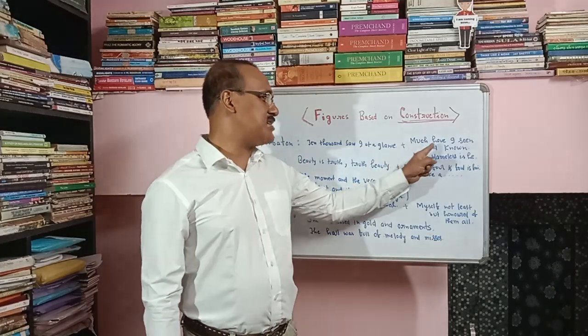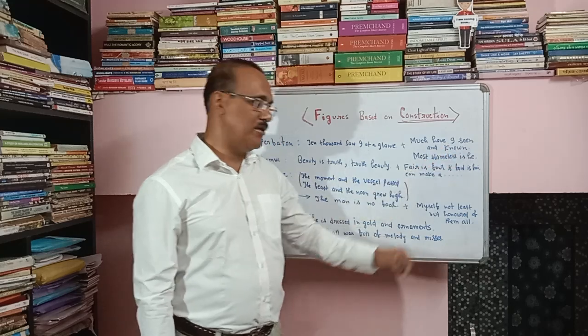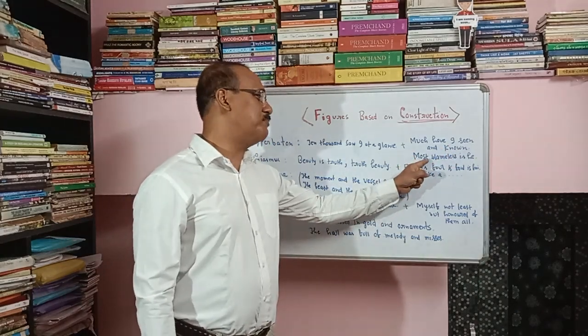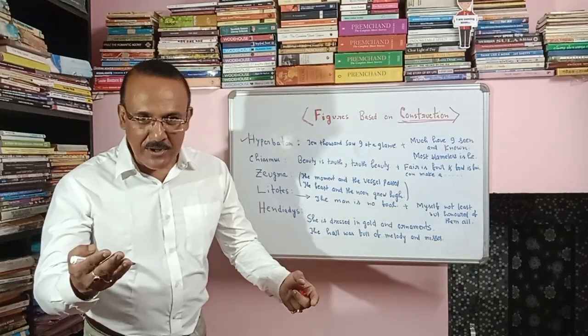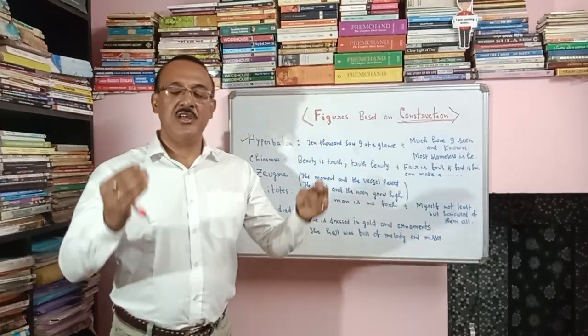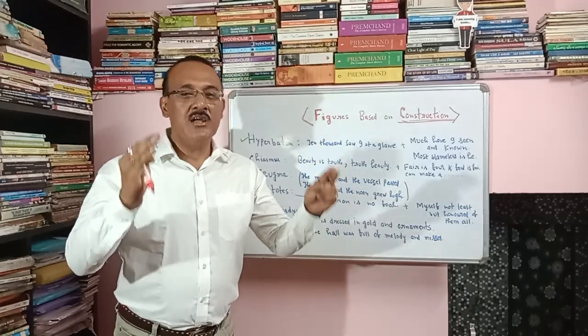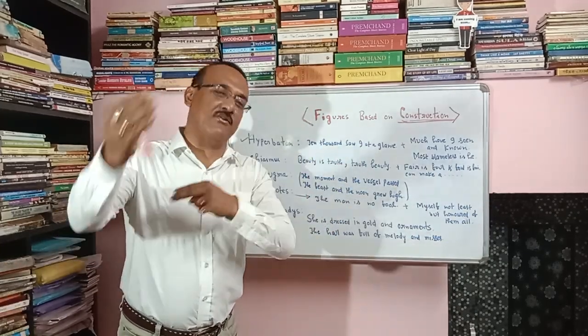From Ulysses: "Much have I seen and known." From Ulysses also: "Most blameless is he." So, what is hyperbaton? Hyperbaton is a figure of speech in which the regular grammatical order is inversed.